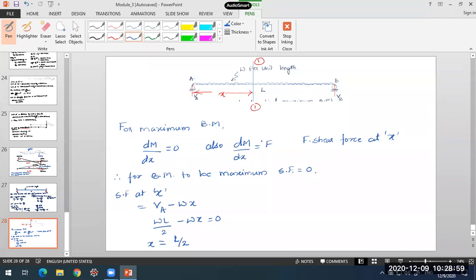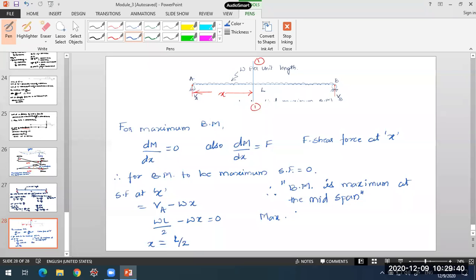And at that point, the shear force is 0. So the bending moment is maximum at the mid span. Please note, this is for this particular case of loading: a simply supported beam carrying UDL for its entire length, only UDL is there. For this particular case, bending moment is maximum at the mid of the span.